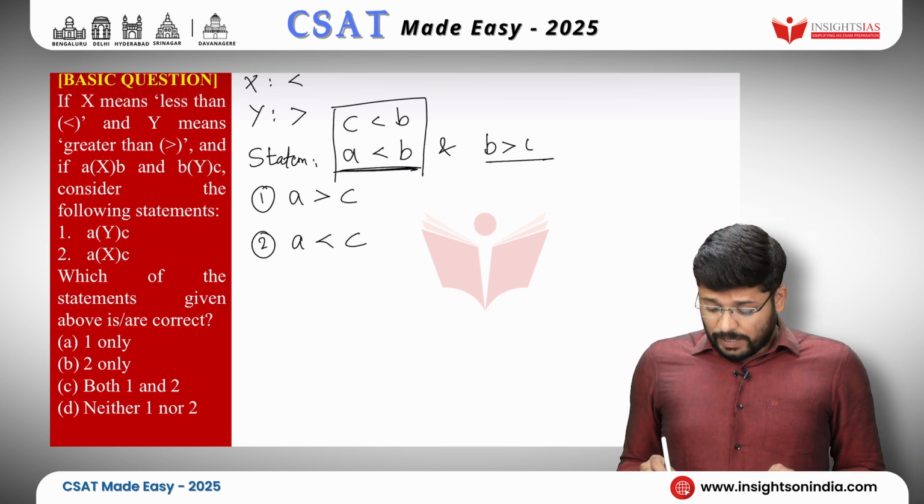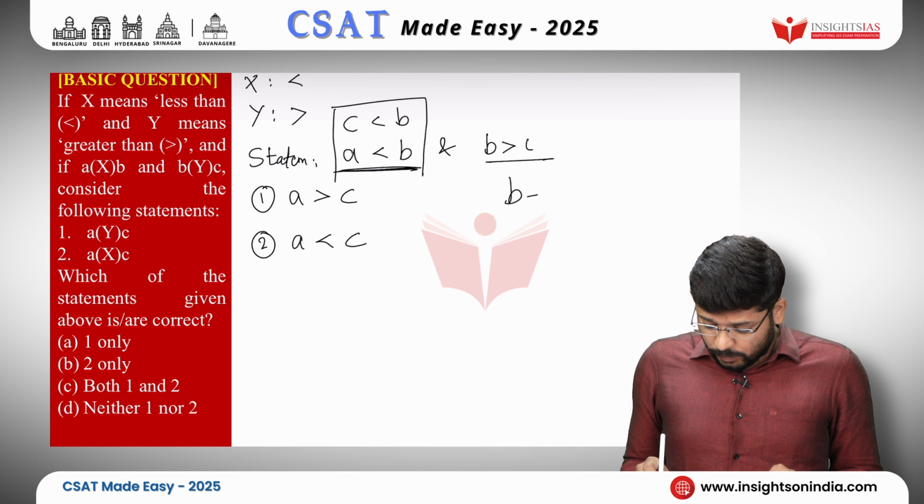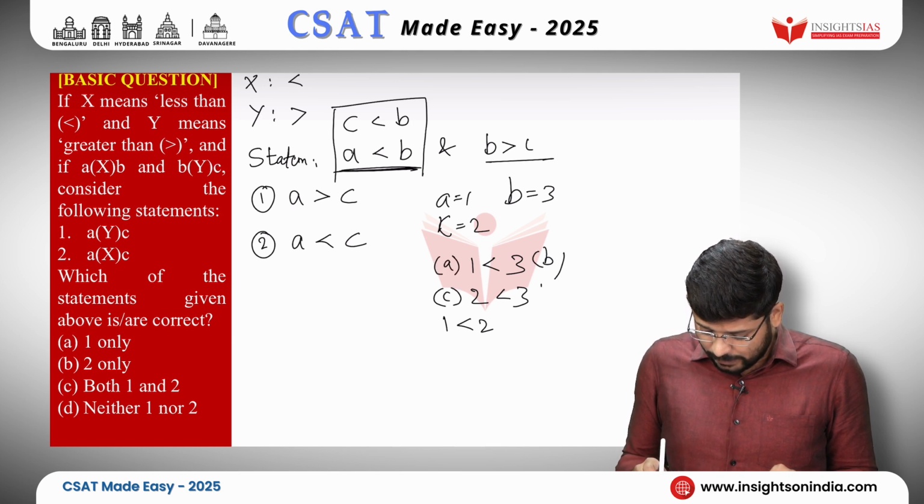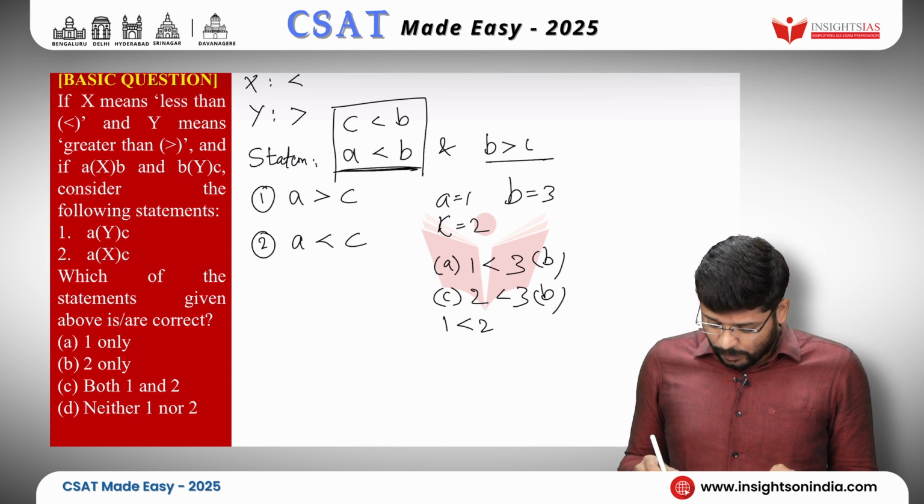Now, let us try some values. Let B be equal to 3 and let A be equal to 1 and C be equal to 2. Okay. 1 is less than 3 and 2 is less than 3 and 1 is less than 2. Okay. This is A, this is B, this is C, this is B. Here 1 is less than 2, it means A is less than C.